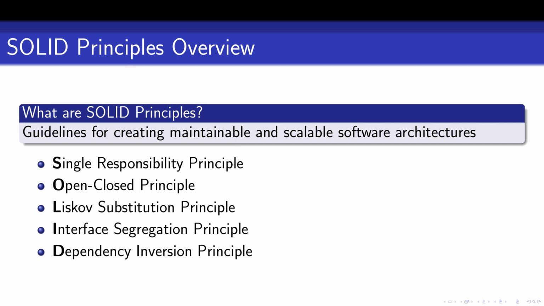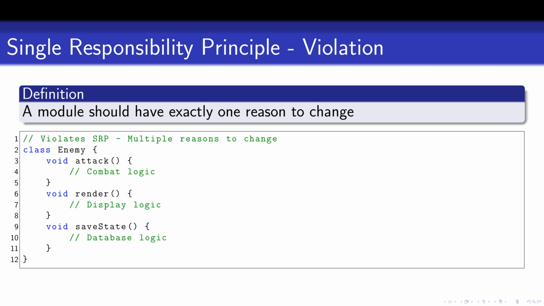The interface segregation principle prevents classes from depending on methods they do not use. The dependency inversion principle reduces coupling by having high-level modules depend on abstractions rather than concrete implementations. Together, these principles help development teams build systems that are easier to maintain, modify, and scale as requirements change over time.